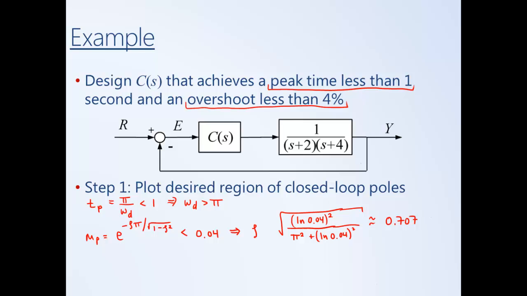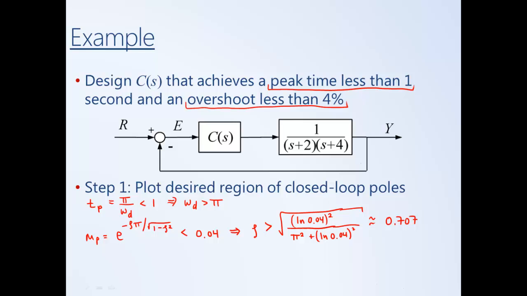If you go through the algebra of solving for zeta, you might have a little bit of a hard time keeping track of the direction of the inequality. So often you can just use your common sense, your intuition. If we want overshoot to be smaller than some number, that means we need more damping. More damping decreases the overshoot. So that means that we need zeta to be larger than 0.707. Okay. On the next slide, we want to translate this into pole locations.